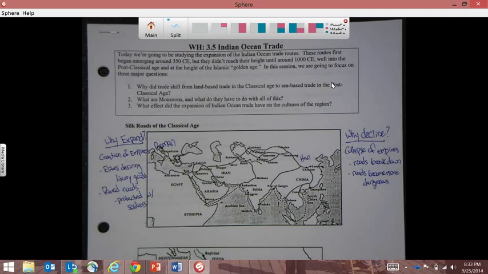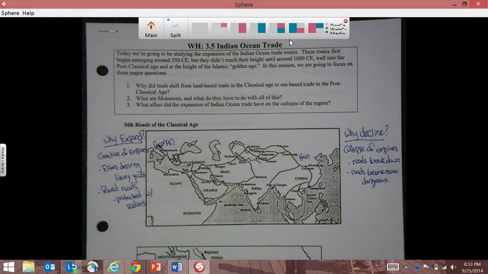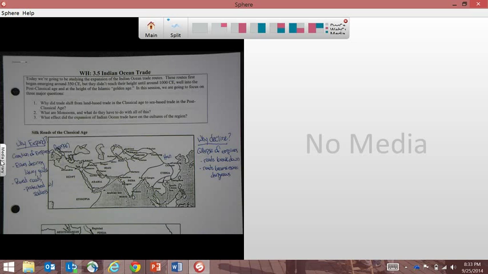Now, in spite of the fact that trade was becoming more dangerous after the collapse of these classical empires, Rome and China, I guess I can show you guys this map.